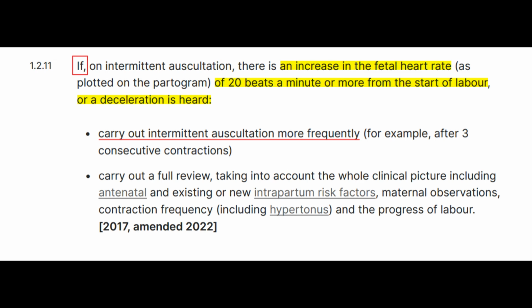If, on intermittent auscultation, there is an increase in the fetal heart rate, as plotted on the partogram, of 20 beats a minute or more from the start of labor, or a deceleration is heard, either carry out intermittent auscultation more frequently, for example, after 3 consecutive contractions, or carry out a full review, taking into account the whole clinical picture including antenatal and existing or new intrapartum risk factors, maternal observations, contraction frequency, including hypertonus, and the progress of labor.